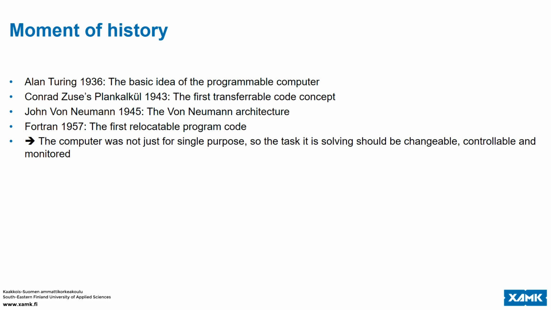In terms of why computer architecture has to do with translating program code, we should look at the big ideas of how computers actually work and a little bit of history behind that. The first concept of a programmable computer was coined by Alan Turing in 1936.